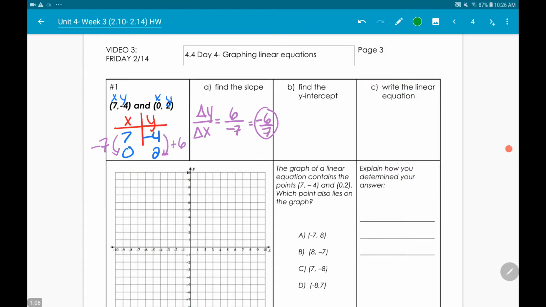All right, now my y-intercept. Remember, my y-intercept comes from when my x is 0. So we have 0, 2. So that means 2 is my y-intercept.